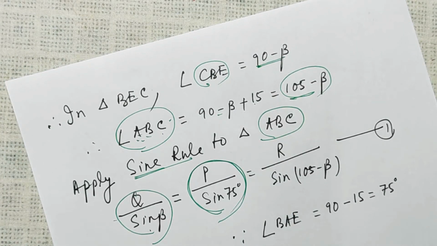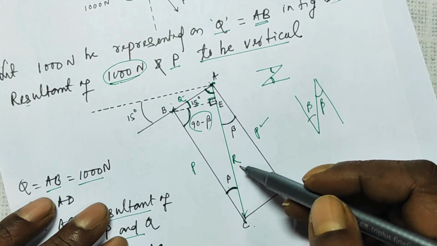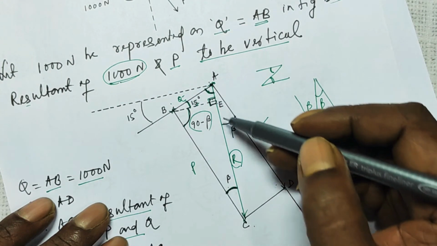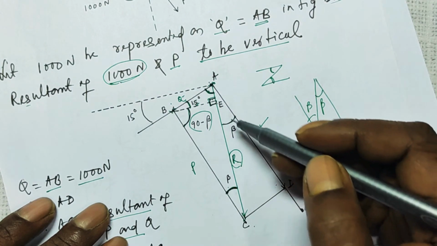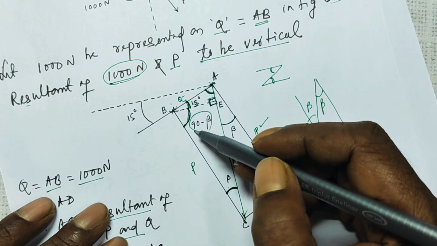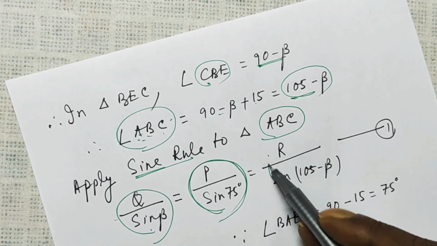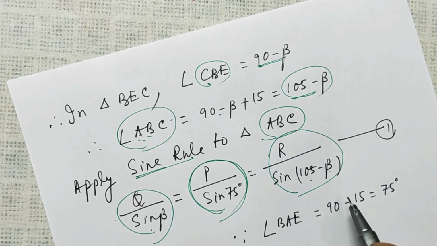Now we are left with one more side, the resultant. That is from A to C, the resultant. And the angle in front of this side in the triangle ABC is this angle, 90 minus beta plus 15. So it is equal to R over sine of 105 minus beta.